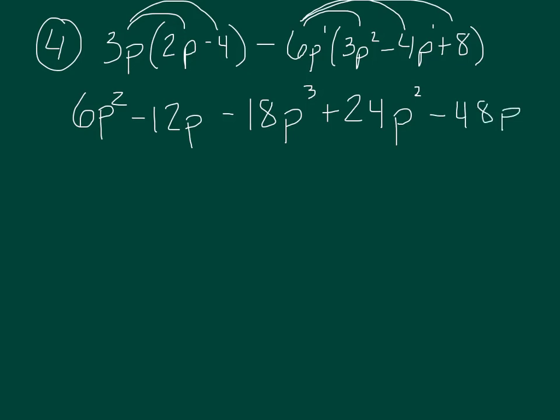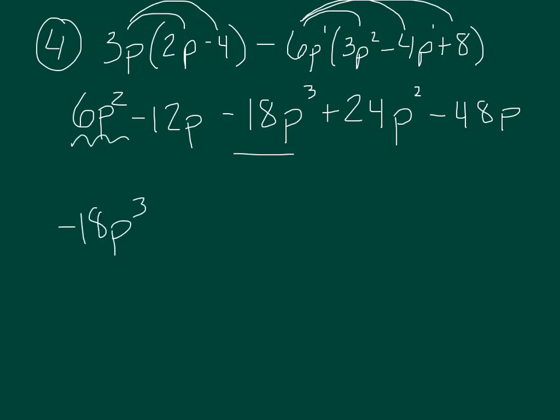Okay, now we have to go through and combine like terms. You always start with your highest degree. So your negative 18p to the third. Is there anything that's going to combine with that? No, because there's no other p to the third, so just keep it out front. Negative 18p to the third.